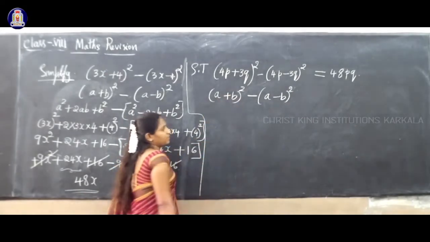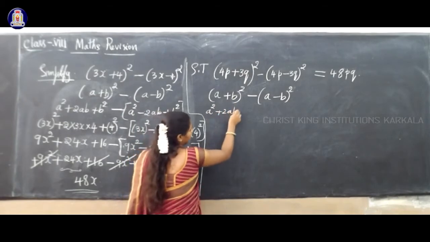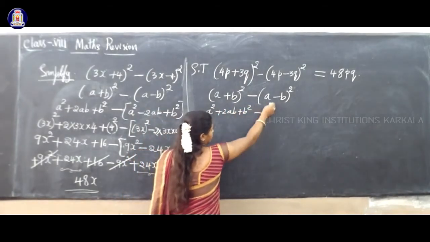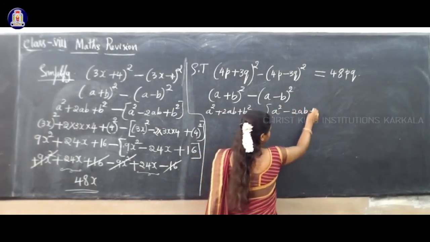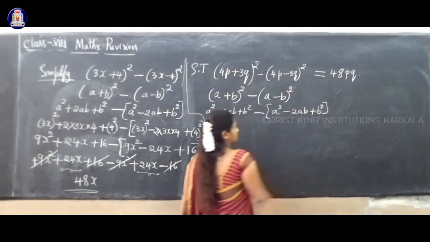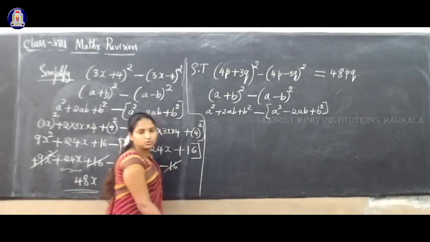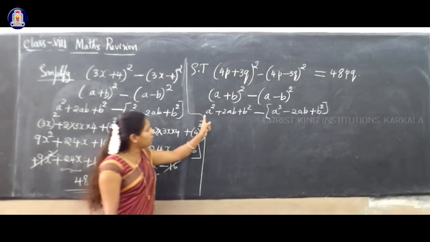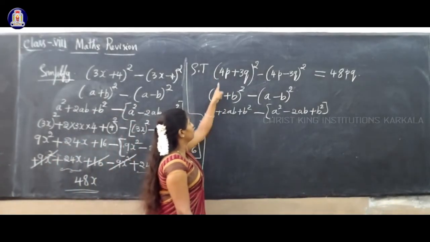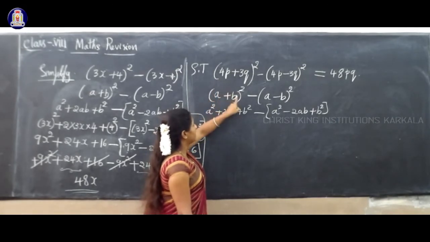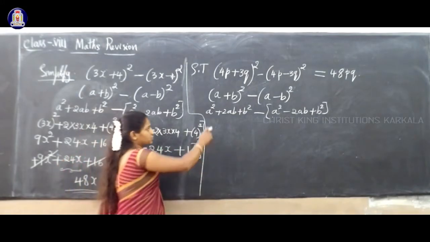So what is a plus b whole square? The first identity is a square plus 2ab plus b square, minus the second identity, that is a square minus 2ab plus b square. Now just substitute the values. What is a? In place of a, the term is 4p, and b is 3q. So substitute in the formula.